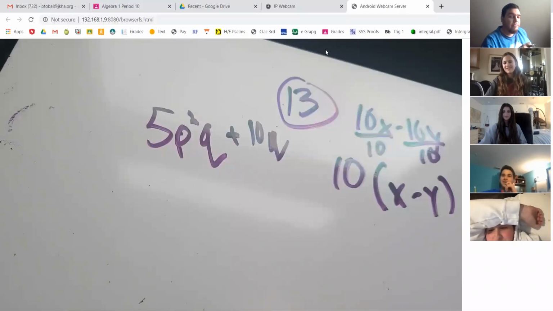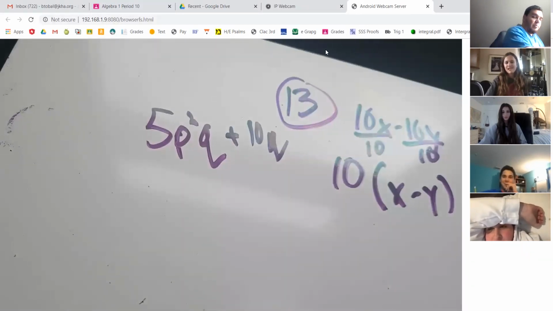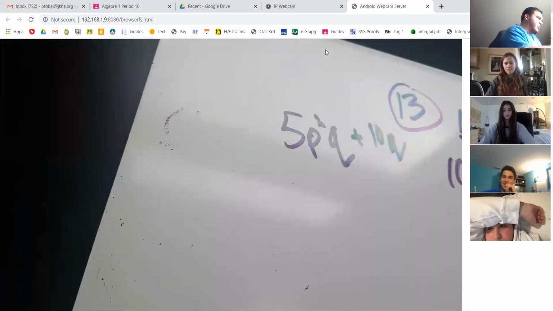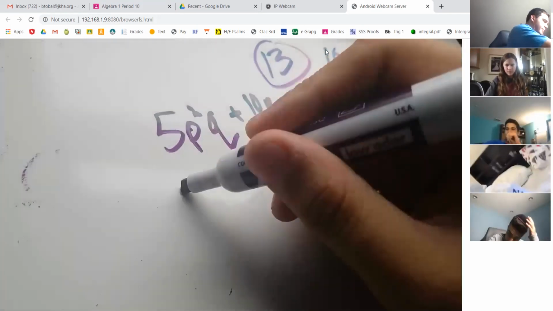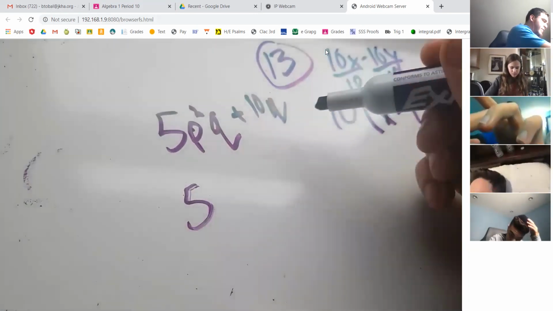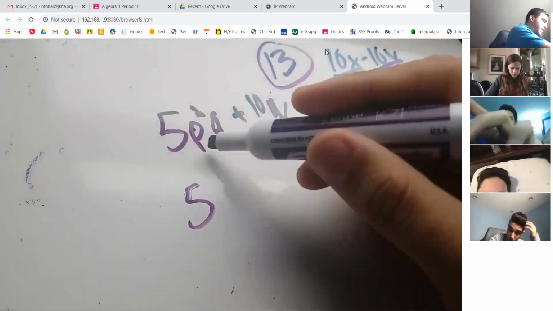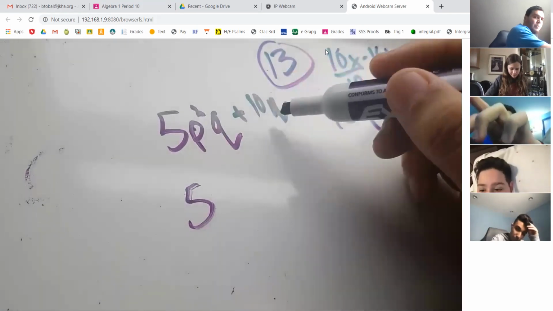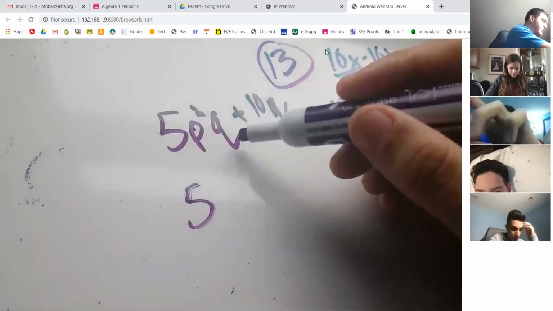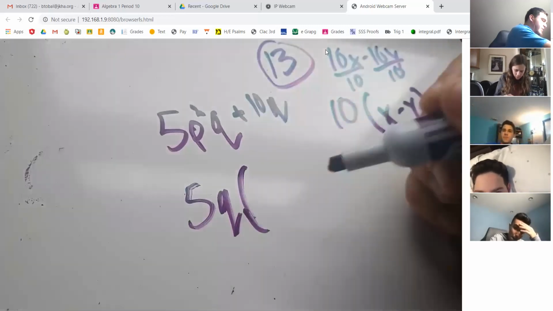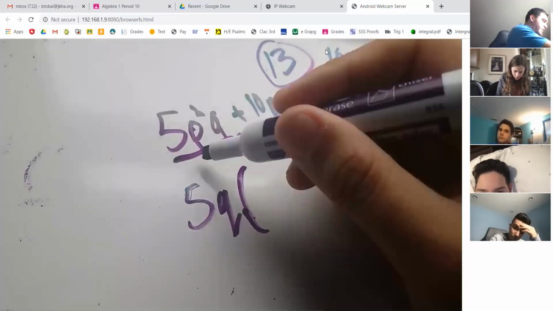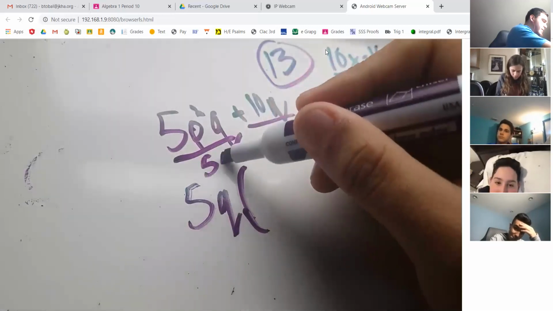All right. So 5p squared q plus 10q. First, I'm going to look at my numbers and see what's in common. That's 5. Then I'm going to look at my variables. P squared doesn't have a p, so p is not in common. Q and q, they both have q, so that's in common. Start the parentheses. You're going to divide both of them by what's in common, which is 5q.